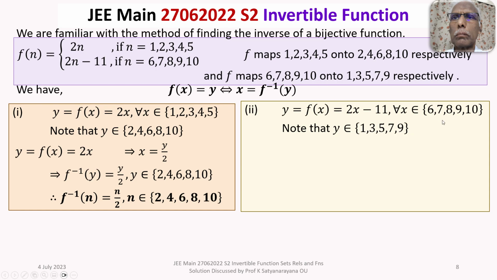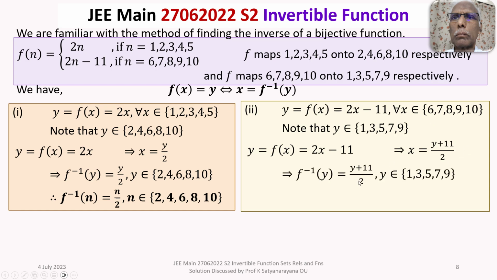So this we have already seen. So y is equal to 2x minus 11. Solving for x, we will get (y plus 11) by 2. What is x? x is f inverse y. So f inverse y is equal to (y plus 11) by 2, where y belongs to the set {1, 3, 5, 7, 9}. So the action of f inverse is f inverse of n is equal to (n plus 11) by 2, where n belongs to {1, 3, 5, 7, 9}.